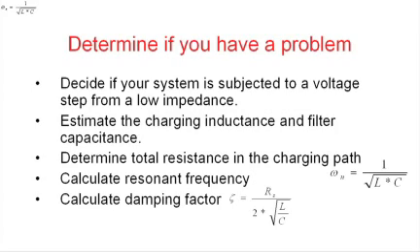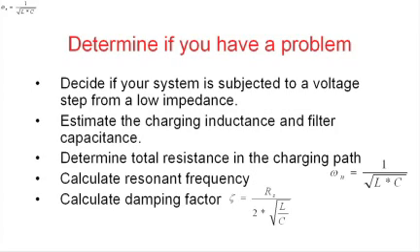The next thing you need to do is determine how much resistance you have in the circuit. And that resistance can be the resistance of cabling, it can be the resistance of an inductor, it can be ESR in the capacitor. Once you determine the inductance and filter capacitance in your circuit, you need to calculate the resonant frequency. The resonant frequency is simply 1 over 2 pi times the square root of L over C.